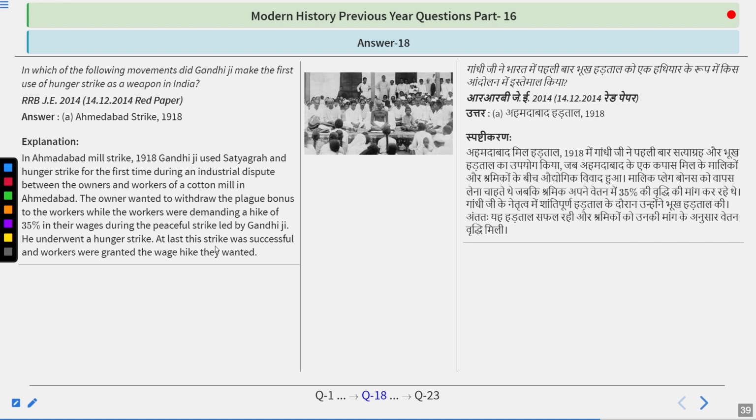At last, this strike was successful and workers were granted the wage hike they wanted along with the bonus. So the answer is Ahmedabad strike 1918. Gandhiji for the first time used the weapon of hunger strike against the mill owner.